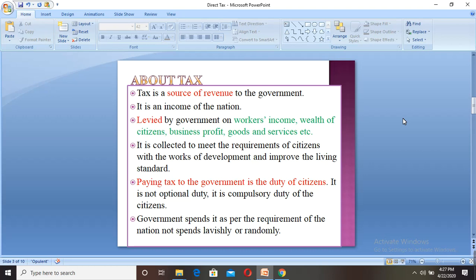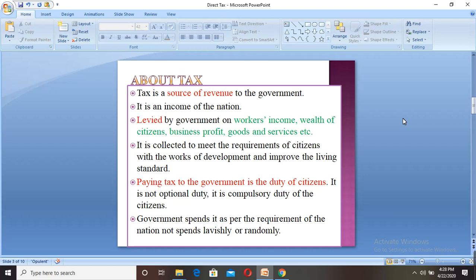for the right purpose. And on the other hand, we must think that paying tax to the government is the duty of the citizens. It is the compulsory duty of the citizens. It is not an optional duty. Sometimes we see citizens are not interested in paying tax to the government, thinking that tax will benefit only the government. It won't benefit the living standard of the citizens. So citizens ignore and avoid the tax because of these reasons.